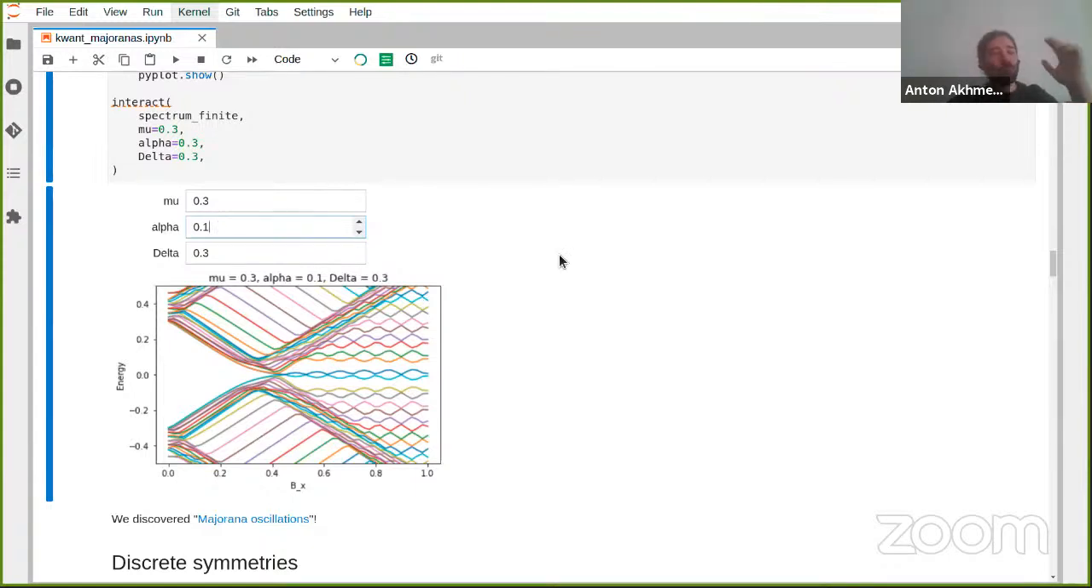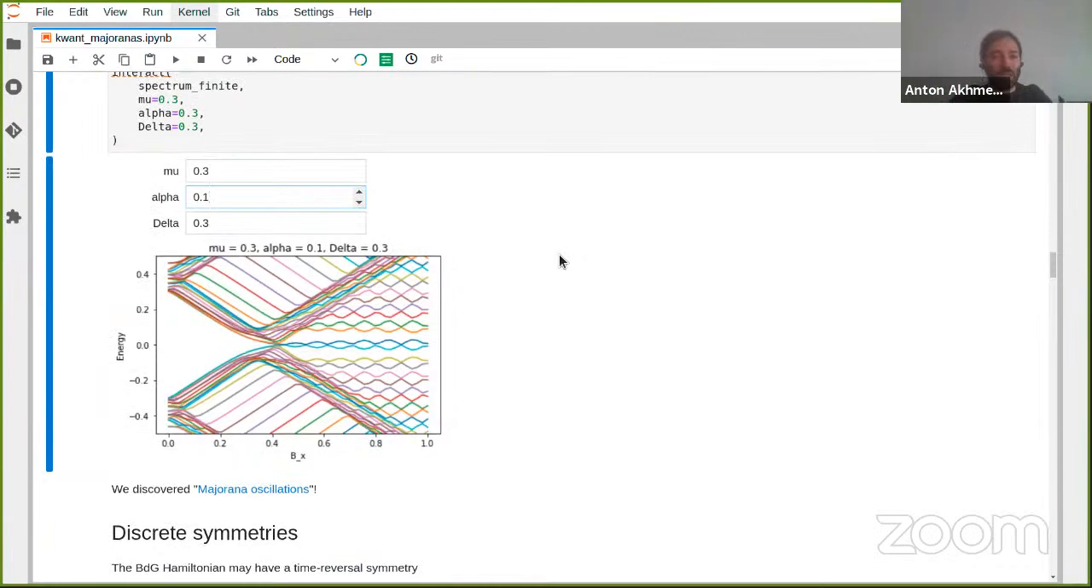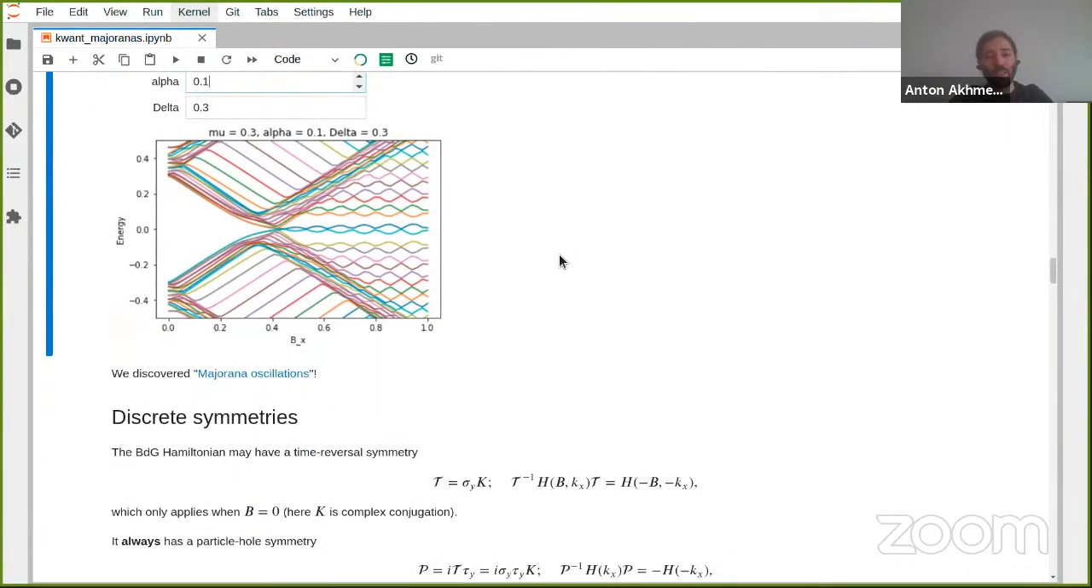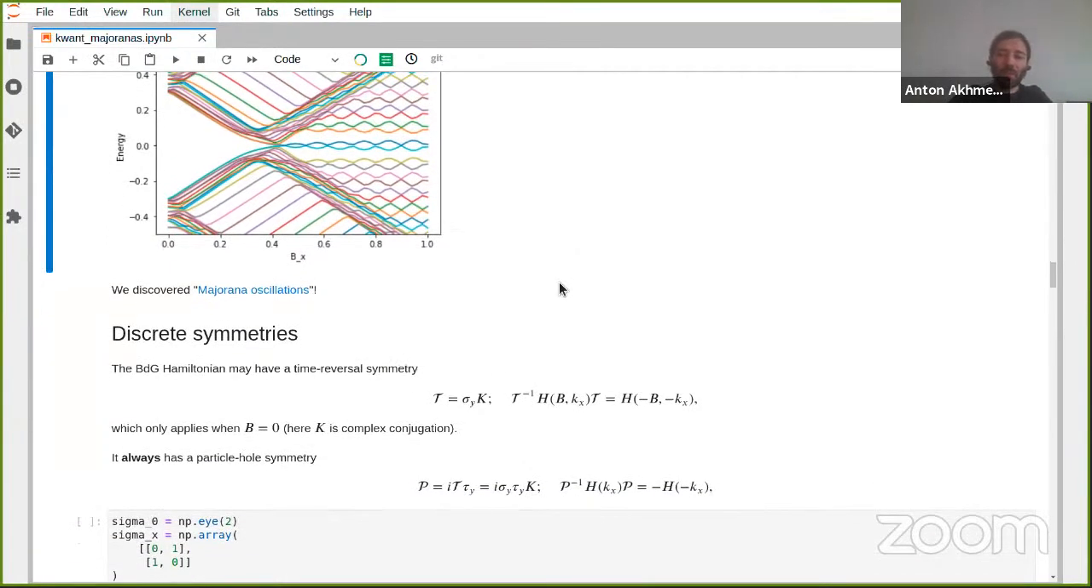All right, so this sets the stage. We know about Majoranas now, we know how to produce them. Let's now take a look at the specialization of Kwant, and that is transport. But in order to deal with transport, we'll also need to think a little bit about the symmetries of the problem.